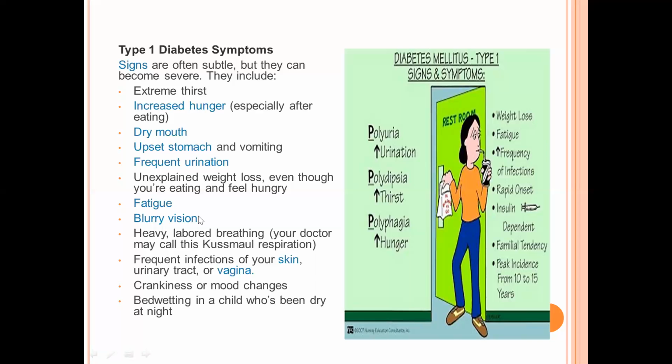Fatigue, feeling tired, the vision will be affected, blurry vision, heavy labored breathing, and frequent infections of the skin, urinary tract or vagina, crankiness and mood changes. The mood will be changing from time to time. And bedwetting in children who have been dry at night is also one of the signs of diabetes. So these are symptoms of type 1 diabetes. These people are insulin dependent.